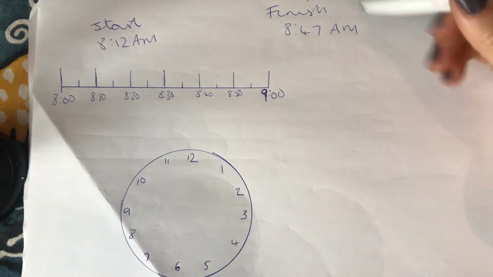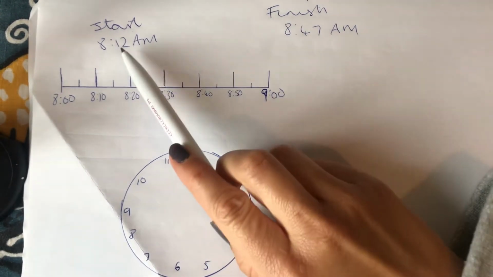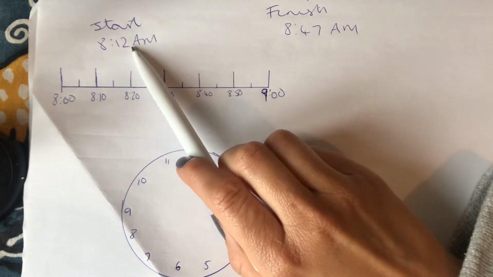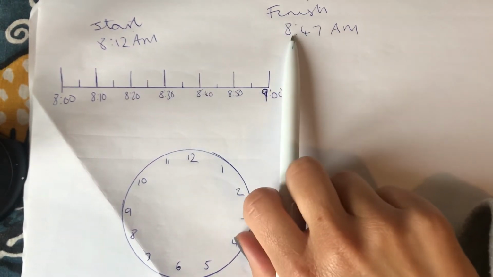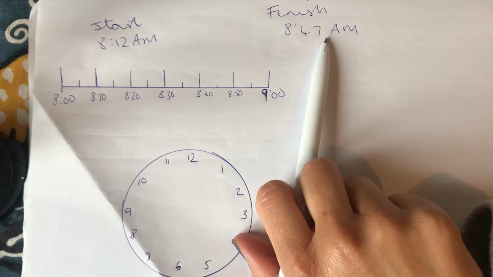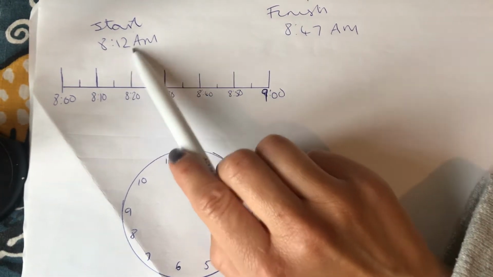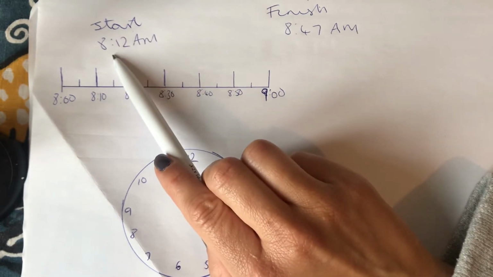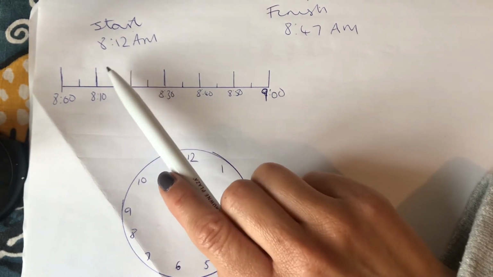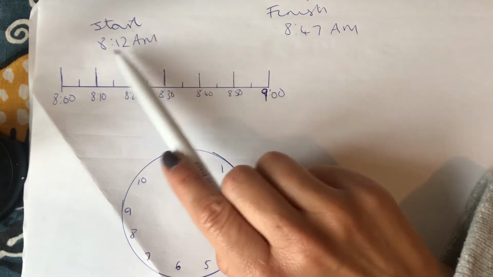Okay, so I'm still trying to find the duration. Here we've got an event that starts at 8:12 a.m. and it finishes at 8:47 a.m. Because it's a.m., we know it's in the morning, don't we? So it wouldn't be someone having dinner at 8:12 a.m., would it? It's more likely for someone to have breakfast at 8:12 a.m. Okay, so we're going to work out this duration.